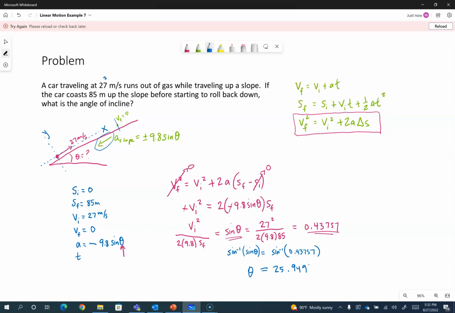I'm going to revisit the problem. We have 2 sig figs here, 2 sig figs here. So I want the answer in 2 sig figs. So 26 degrees is the angle of this incline.